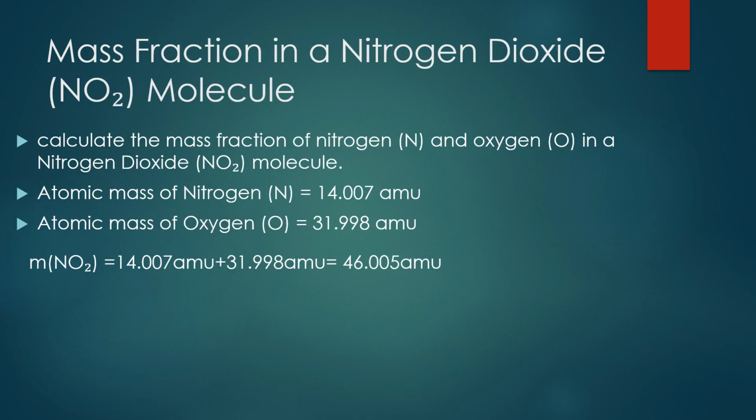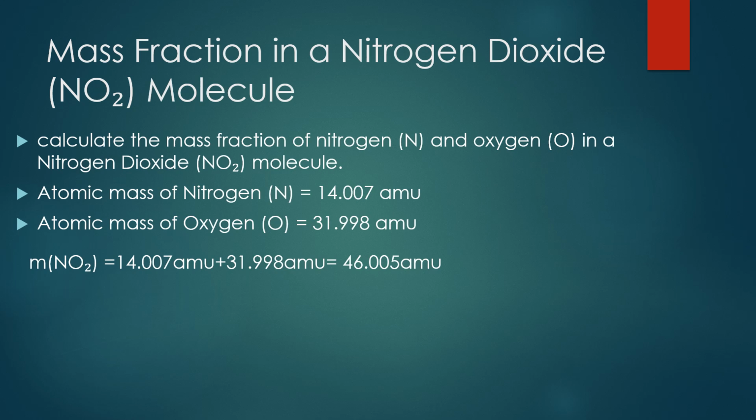Then, let's say that you have a task where you need to calculate the mass fraction of, let's say, nitrogen and oxygen in a molecule called nitrogen dioxide. The formula of nitrogen dioxide is NO2. In the task, you have that the atomic mass of nitrogen is 14.007 AMU, and the atomic mass of oxygen is 31.998 AMU. So that you can calculate the mass fraction of nitrogen and oxygen, you also need to have the mass of the whole molecule.